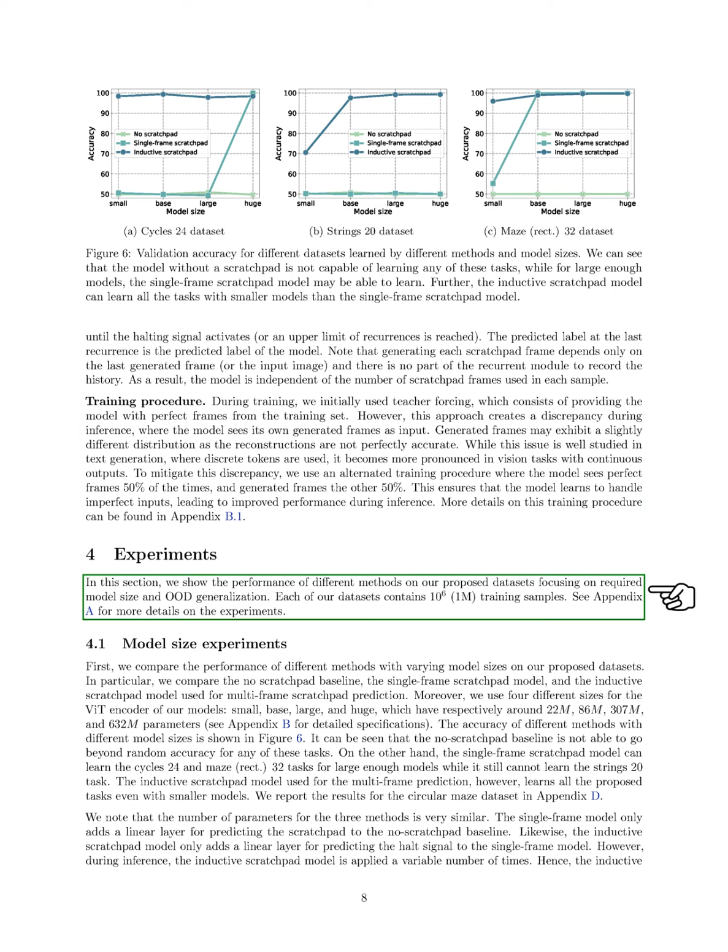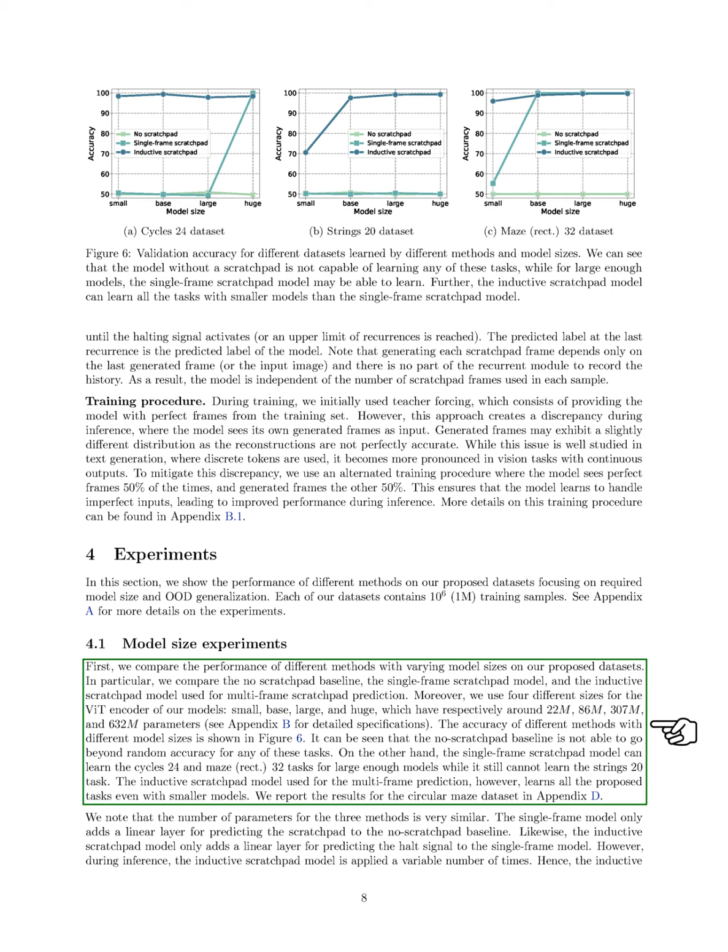In the experiments section, we evaluate the performance of various methods on our datasets, focusing on model size and out-of-distribution generalization. Each dataset contains 1 million training samples. For model size experiments, we compare the performance of different methods with varying model sizes, including the no Scratchpad baseline, the single-frame Scratchpad model, and the inductive Scratchpad model for multi-frame predictions. We test 4 sizes of the ViT encoder: small, base, large, and huge, with approximately 22 million, 86 million, 307 million, and 632 million parameters, respectively.